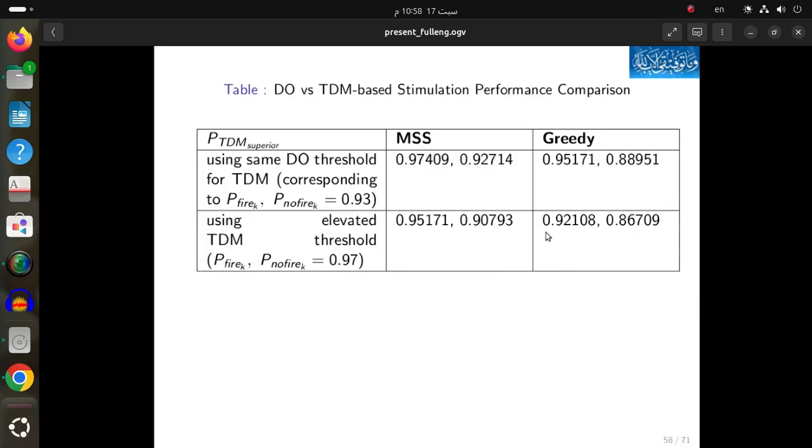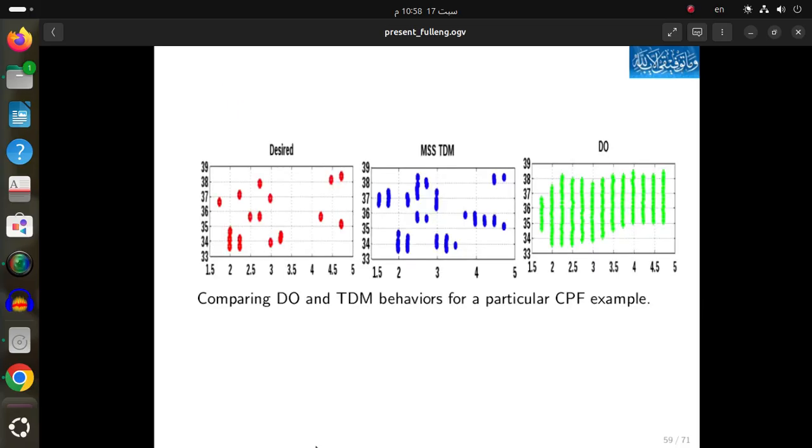Here we see the graphical results. This is a visualization of the results. In one example here we see these are the desired obstacle locations. These are the locations that the patient will see if we use direct optimization. And this third one, in green, is using minimal subset cover time division multiplexing.